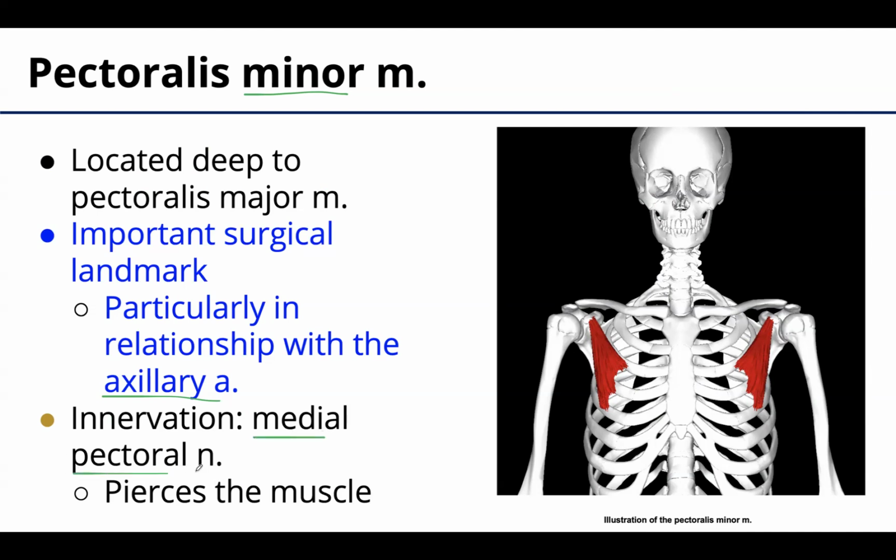This muscle is going to be innervated by only the medial pectoral nerve. Remember, the pectoralis major was the medial and lateral pectoral nerves. Pectoralis minor is only innervated by the medial pectoral nerve. What's unique about this nerve is that it actually pierces through the muscle. So if you see a nerve that looks like it's bursting out between the fibers of the pectoralis minor, that's going to be the medial pectoral nerve.